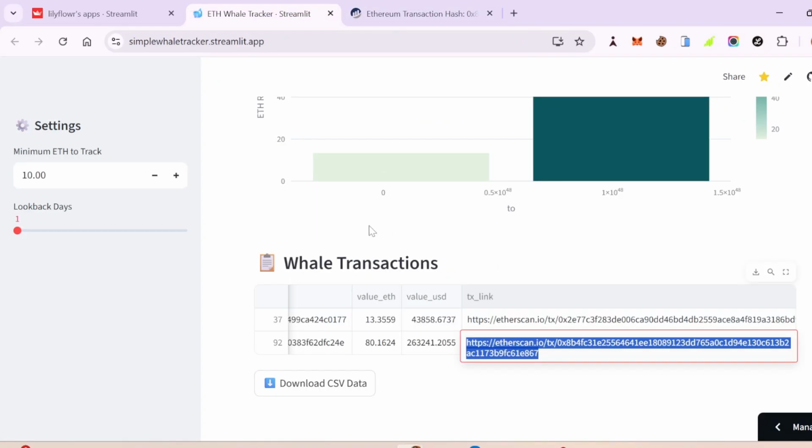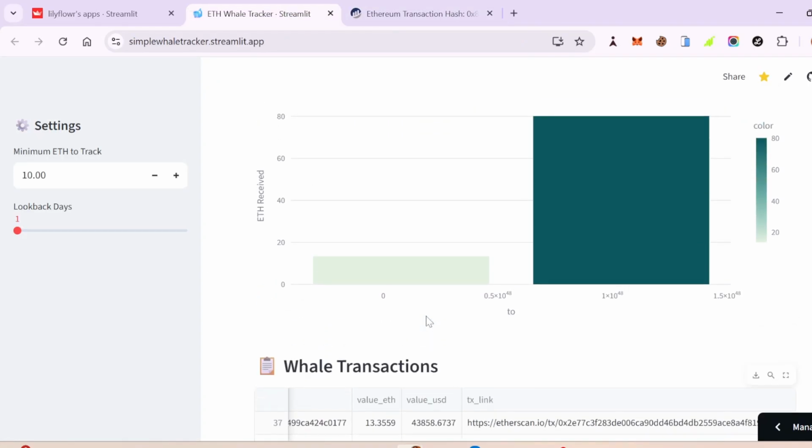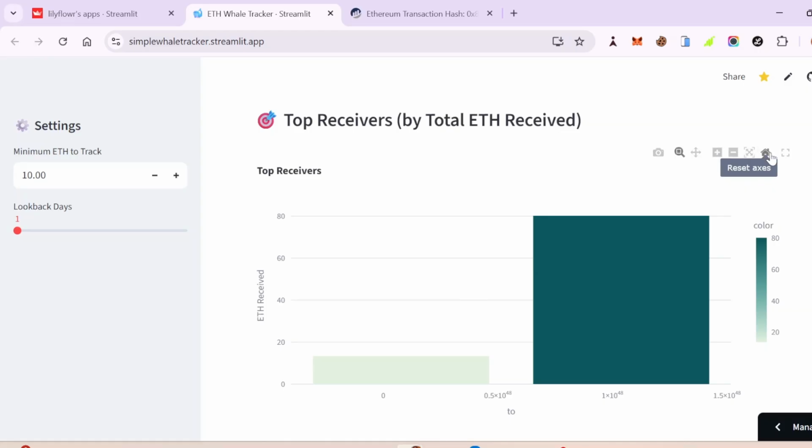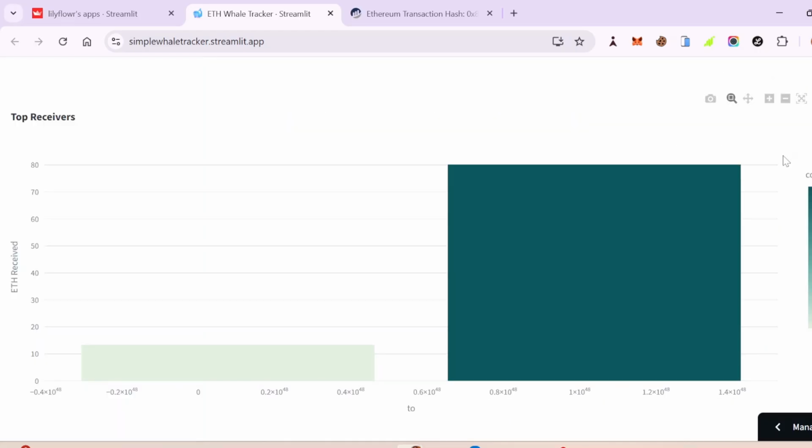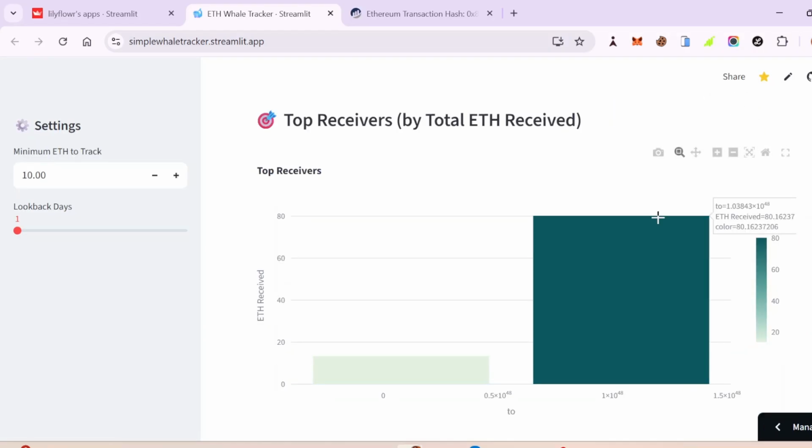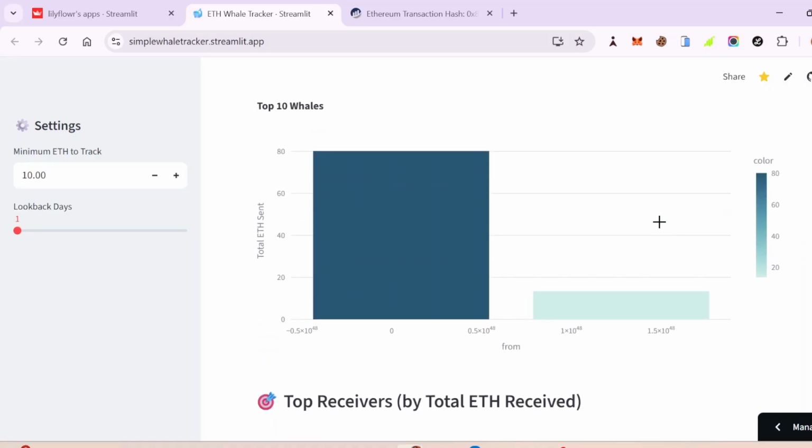The question behind this project in particular was narrow and practical. I wanted to know which large ETH transfers happened recently, who sent them, who received them, and how concentrated that activity was. I built this under a few clear constraints, like no running of a node, no database, no background jobs, no predictive modeling. Everything needed to be transparent, straightforward, and easily reproducible.